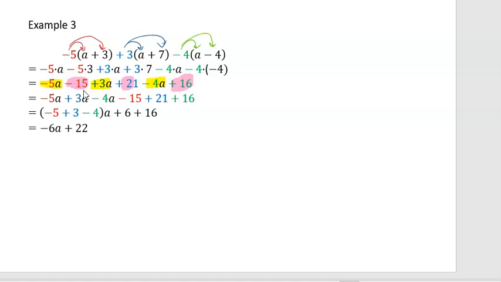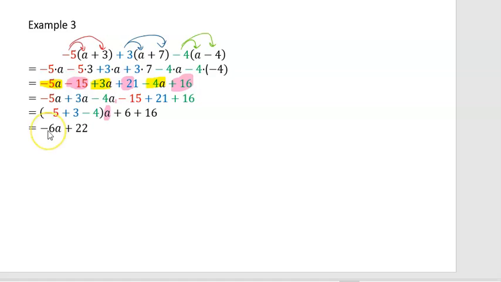And finally, we are going to take the a out, leave it, and we're just going to add or subtract the numbers in front of them. So it's -5 plus 3 minus 4, which gives us -6. And -15 plus 21 plus 16. So I first do -15 plus 21, that gives me 6, and 6 plus 16, that gives me 22.